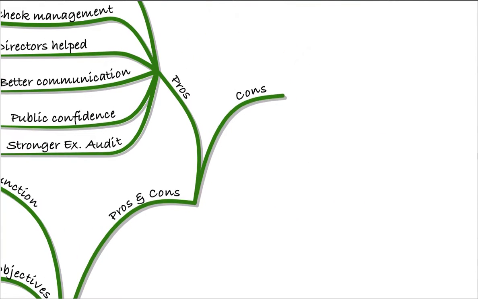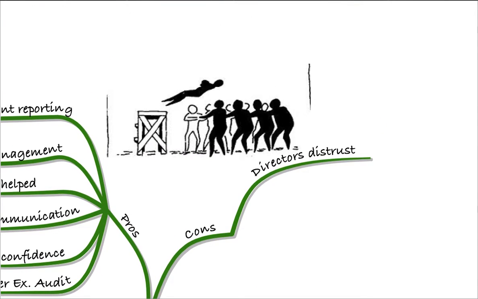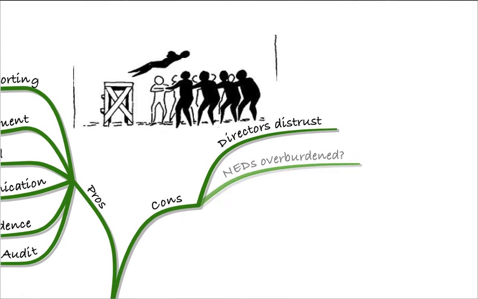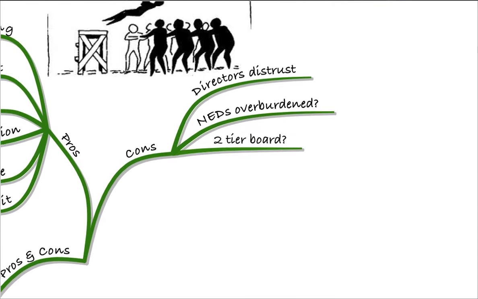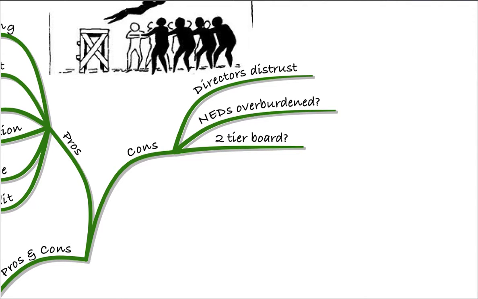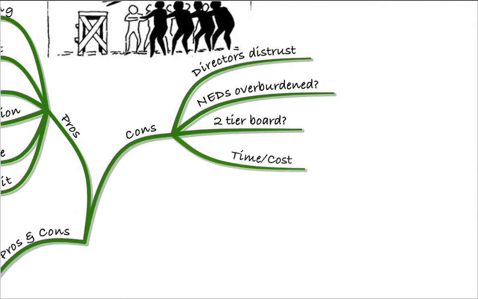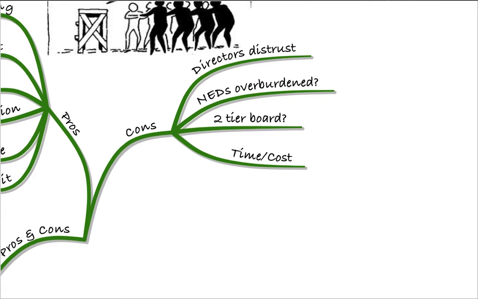On the downside, however, the directors may well distrust the Audit Committee because they feel they're usurping some of their power. The non-executive directors on the Audit Committee may well be overburdened by the amount of work that we have for them, and it could lead to what could be perceived as a 2-tier board. Ultimately, also, it's going to take time and cost money to set this up.